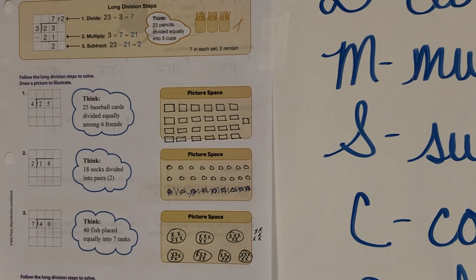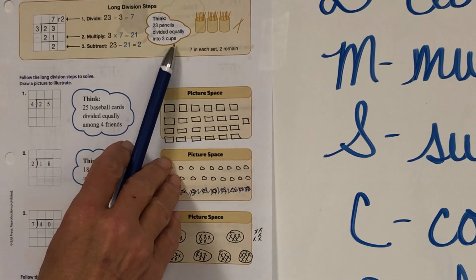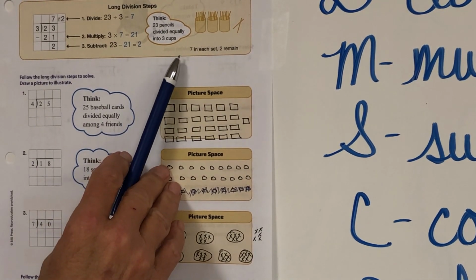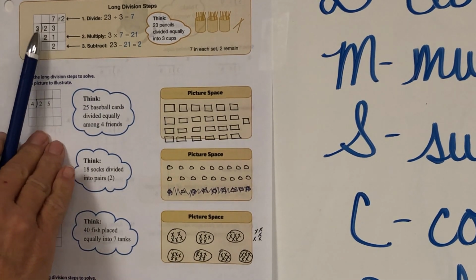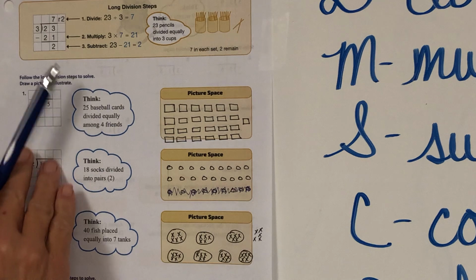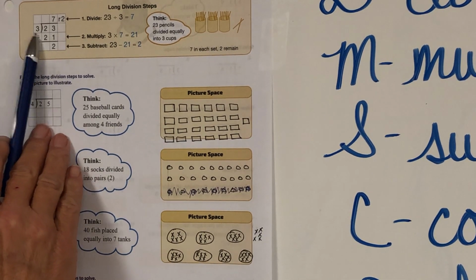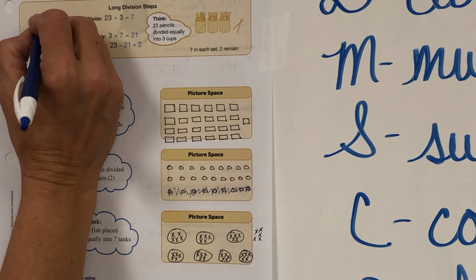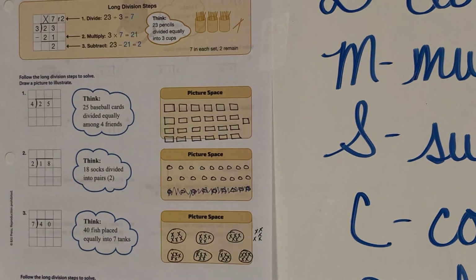23 divided by 3. And it says to think of 23 pencils divided equally into 3 cups. So you're going to divide first. You say 2 divided by 3. Well, you can't do that. How many times will 3 go into 2? It won't. You either leave that blank or you can put an X.